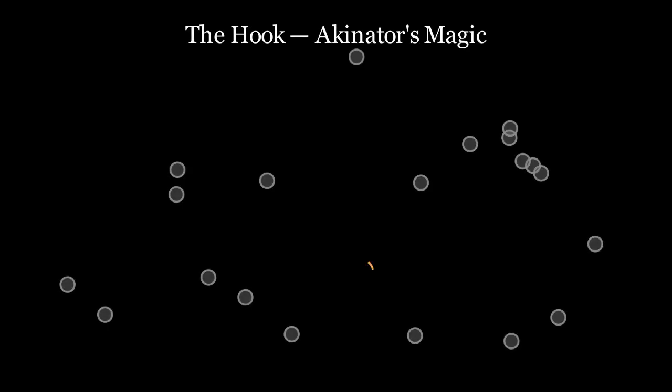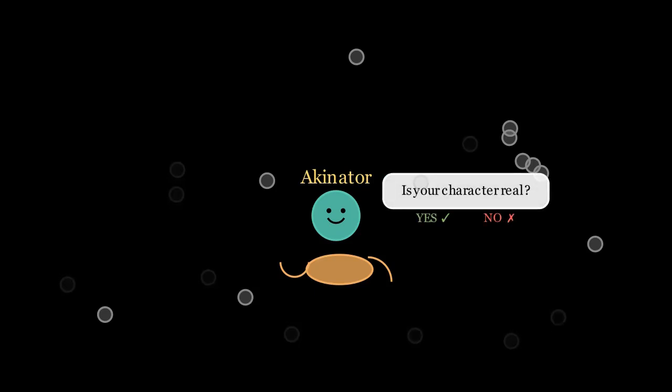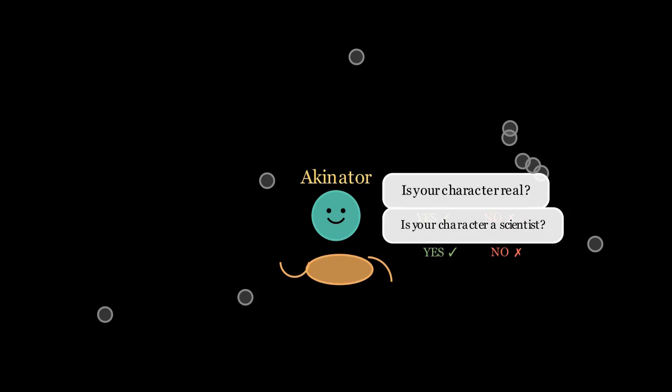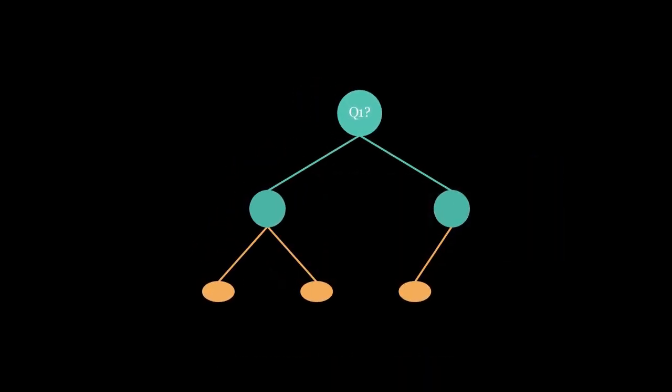Decision trees are one of the most intuitive ideas in machine learning, and you've already used one every time you've played Akinator. Akinator asks you a series of yes or no questions. Is your character real? Is your character a scientist? And within 20 questions, it correctly guesses who you're thinking of. How? The answer is a decision tree.